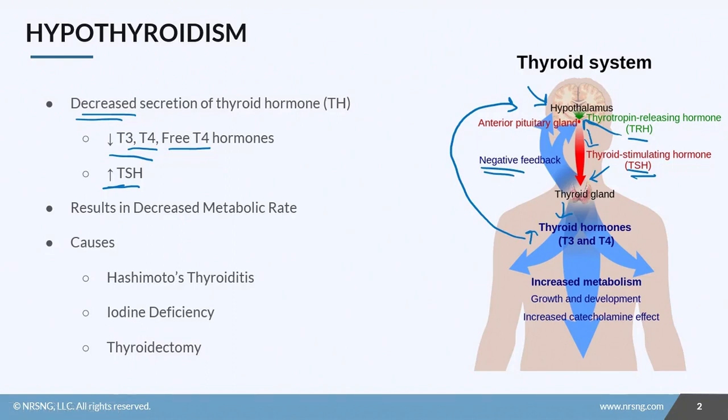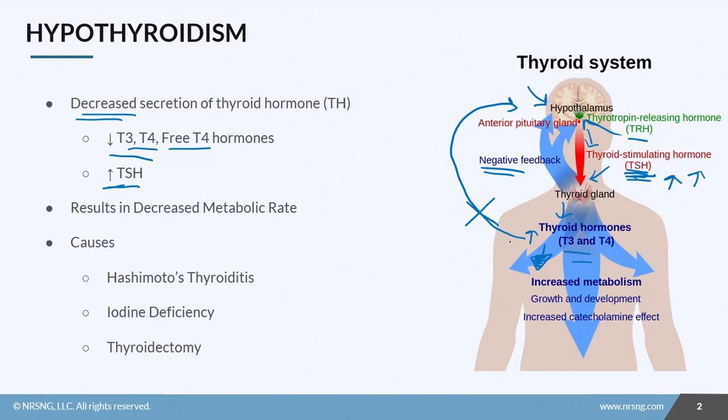So when these levels are actually super low, then that negative feedback loop never happens. And so this releasing hormone and this stimulating hormone just keep going up and up and up, trying to compensate and trying to get us more thyroid hormone.